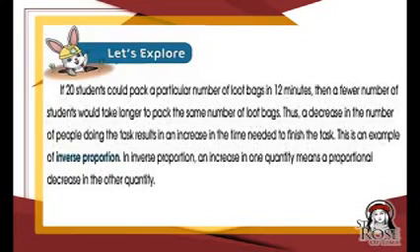If 20 students could pack a particular number of loot bags in 12 minutes, then a fewer number of students would take longer to pack the same number of loot bags. Thus, a decrease in the number of people doing the task results in an increase in the time needed to finish the task. This is an example of an inverse proportion. In inverse proportion, an increase in one quantity means a proportional decrease in the other quantity, and vice versa.